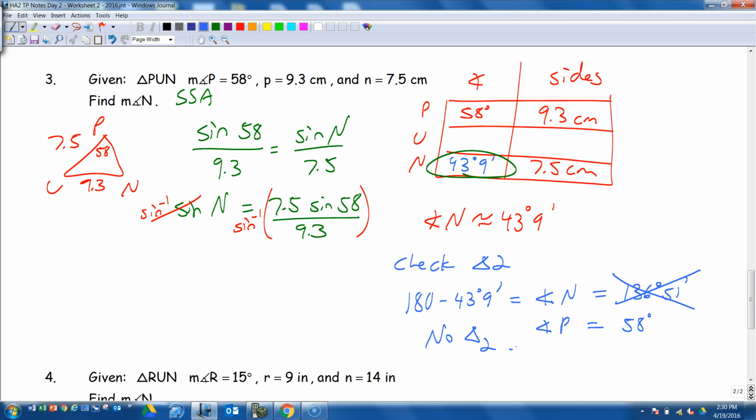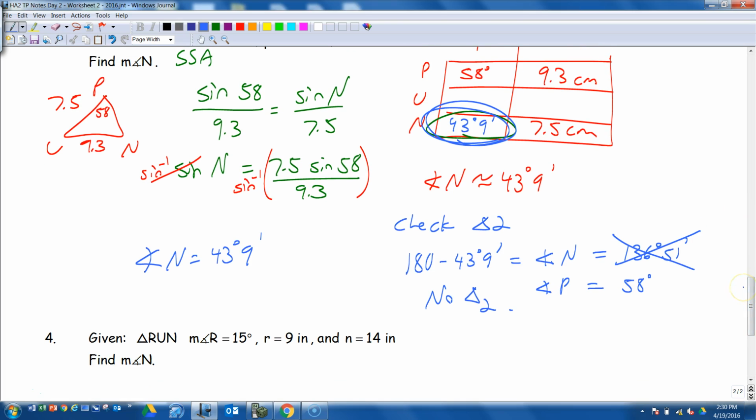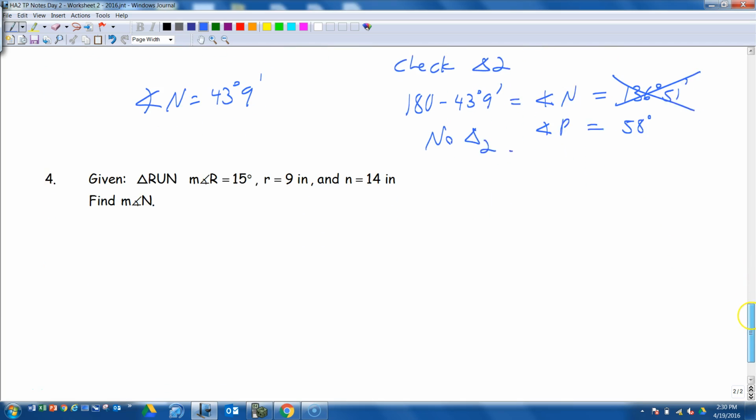So the final answer, it says find measure of angle N. The answer is 43 degrees 9 minutes, and not 136. Angle N equals 43 degrees 9 minutes. And you don't have to find the rest of the triangle. I'm only asking for N there. So we're done, because this N doesn't fit. So, all right, we got one more.